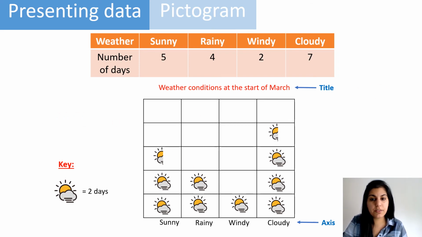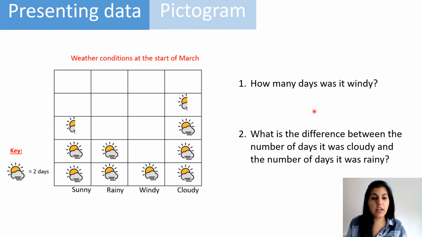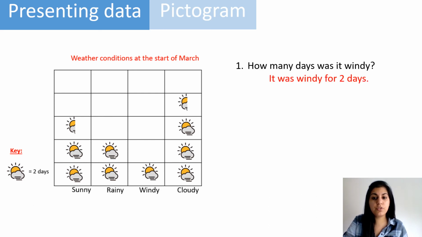Now I can use my pictogram to answer some questions. So we've got our pictogram on the side, and let's see if we can answer these questions. It says, how many days was it windy? So I need to go down to the windy bit. I can see 1 full picture, and I know that this 1 picture represents 2 days. So how many days was it windy? It was windy for 2 days.